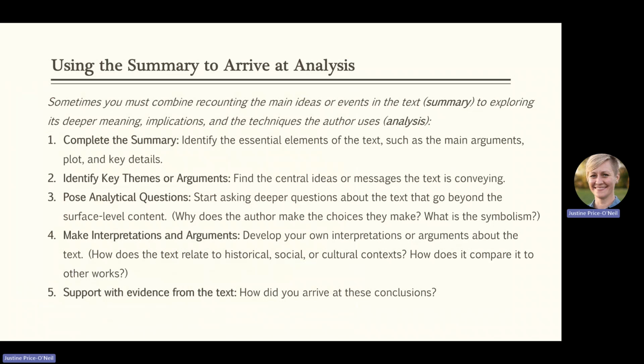Then number 3, you're going to pose some analytical questions. So digging deeper by thinking, why does the author make the choices they make? What is the symbolism of the story? Things like that. Then you can make interpretations and arguments. So you'll develop your own interpretations or arguments about the text, thinking about maybe historical, social, or cultural context, maybe how it compares to other stories or works. And then you're going to support with evidence from the text. So specific details from the text, maybe quotes to show and prove that these conclusions are backed up with evidence.